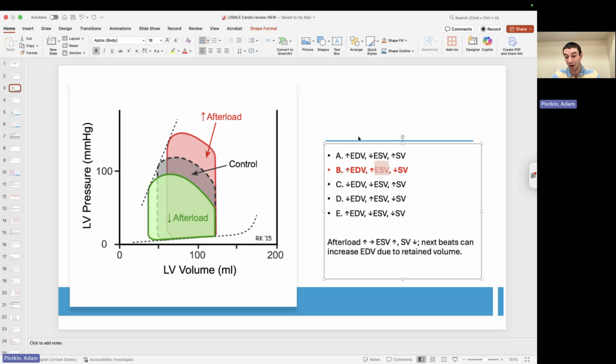My end systolic volume is going to be elevated, right? Because we're not getting rid of everything. And then the stroke volume is low because, again, we're not getting rid of everything because of such high afterload. All right, there it is written for you here, and then we'll move on.